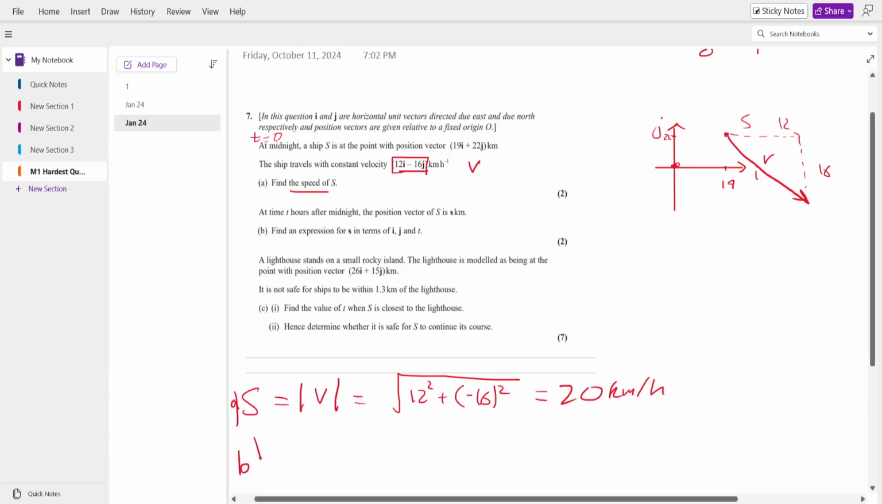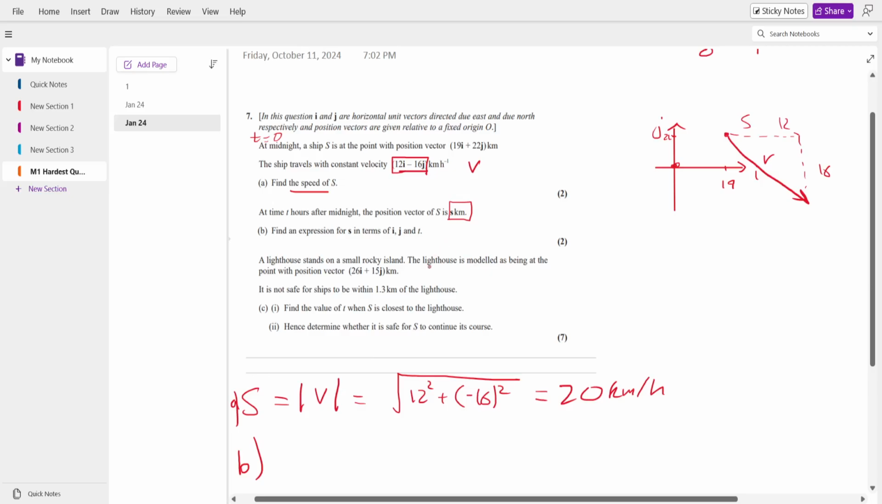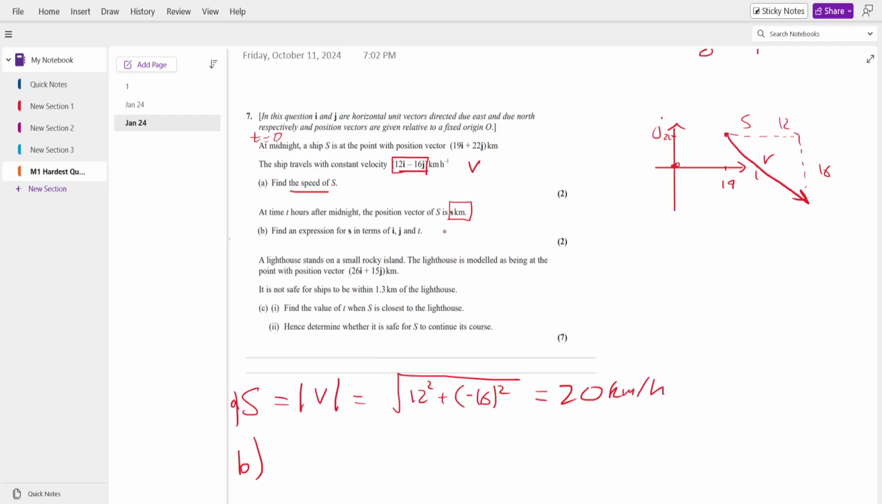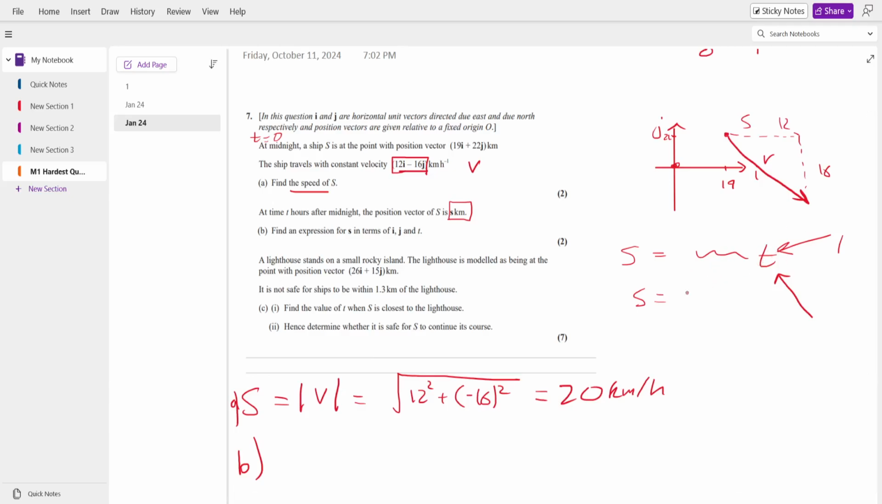Okay, let's take a look at part B. At time t hours after midnight, the position vector of S is small s kilometers. So there is a general expression showing me the position vector of S at any time t. So this vector is supposed to be something in terms of t, where I will substitute any t I want. If I want to look at the position vector after 1 hour, I will substitute t here with 1, do the calculation, and it will give me the position vector of the ship after 1 hour. If I want to see after 1.5 hours, I will replace t with 1.5 and so on. So I need this general position vector.